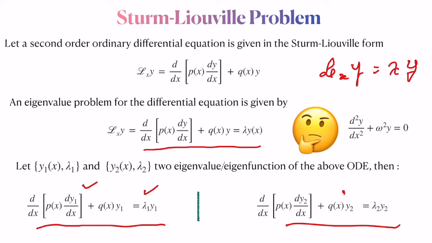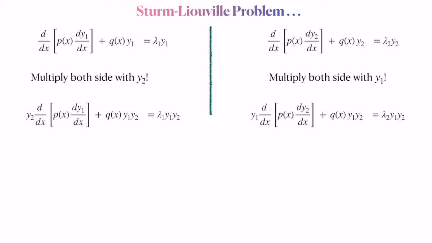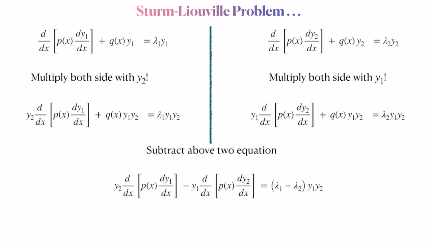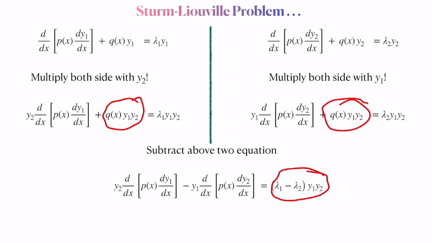The second one has eigenfunction y2 and eigenvalue lambda 2. Now we multiply the first equation by y2 and the second equation by y1 on both sides, and then we subtract one from the other and simplify the terms. When we subtract them, the term corresponding to q into y1 y2 is the same on both sides, so that cancels out. On the right hand side we have lambda 1 minus lambda 2 into y1 y2.